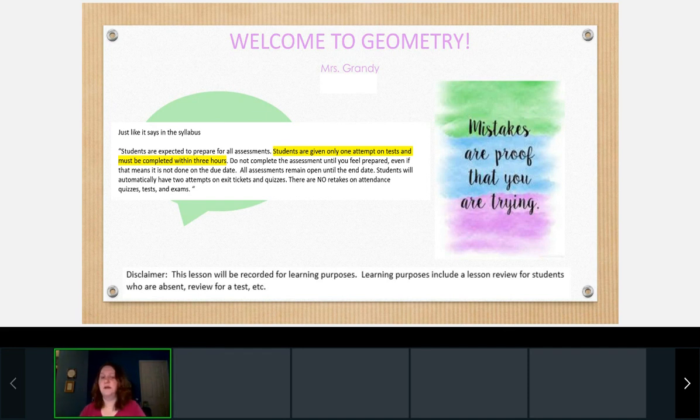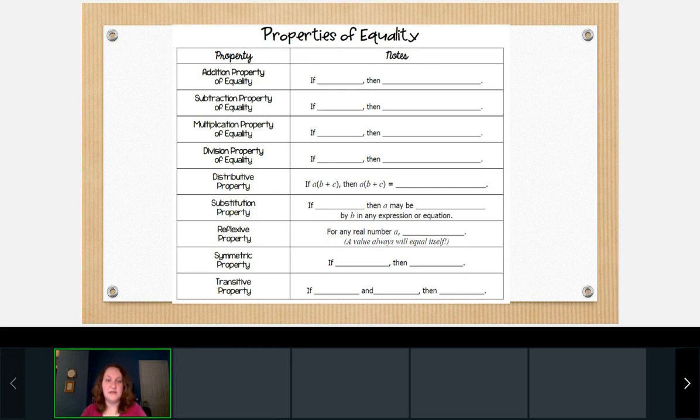Okay. All right. So today we are covering stuff about properties. We're going to use these properties in some proofs. We're going to start talking about what a proof is. If you did the Get Ready for Geometry folder at the beginning of the year, like in August, you've probably seen a lot of these already, and they're going to review that.